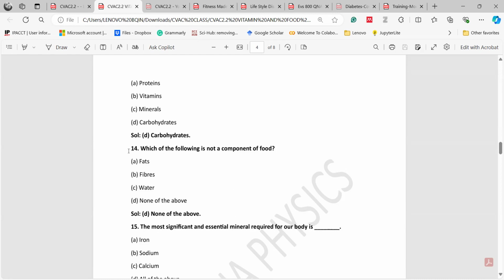And okay, this is one more question. The following is not a component of food. Okay, fat is not a component of food. I guess you can understand this sort of questions.